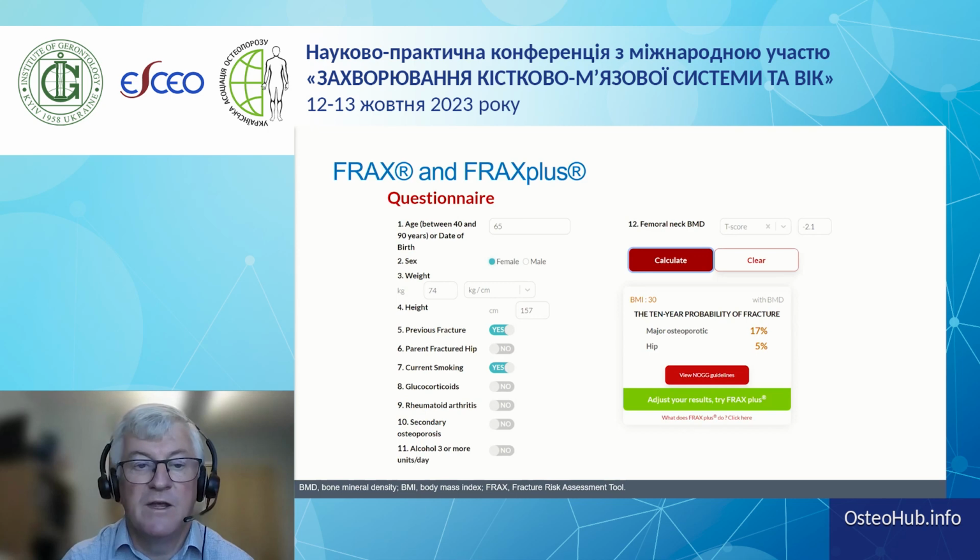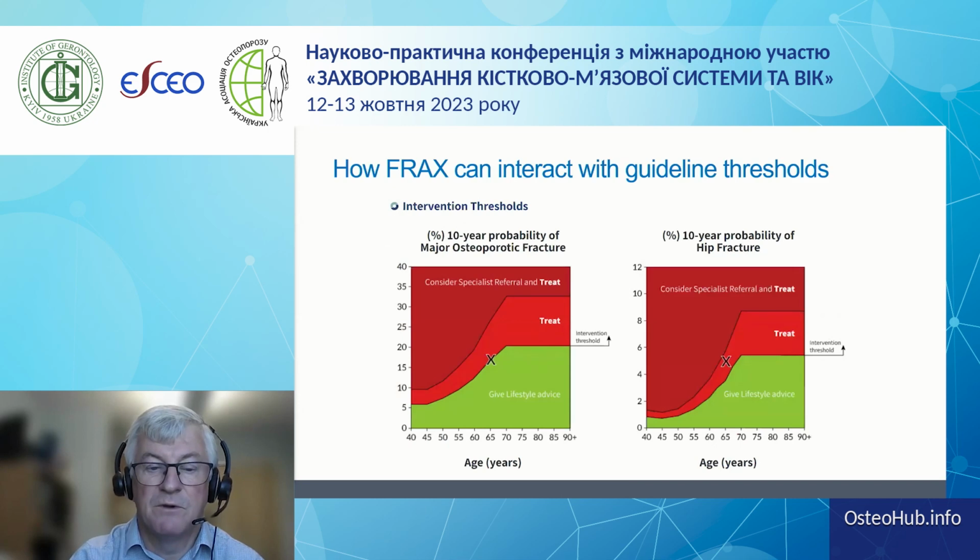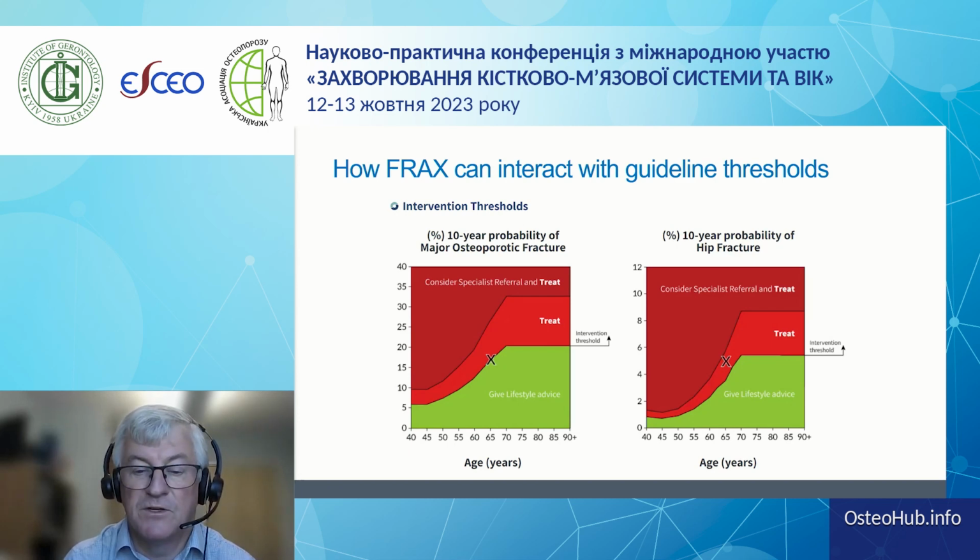This is using the UK calculator. And for hip fracture, it's 5%. So on the UK calculator, again, you can see that we have the option of viewing the NOG guidelines, carrying those results through to the NOG guidelines and seeing what we might like to do. Or you can adjust the results by using FRAXPLUS. And if we click on the NOG guidance, first of all, you can see that this 17% major osteoporotic fracture and 5% hip fracture probabilities are carried through to the NOG website.